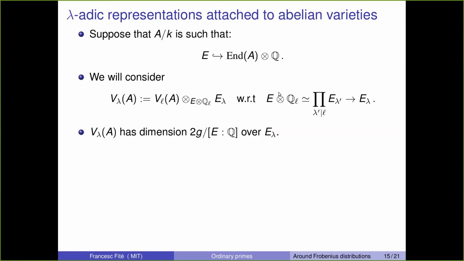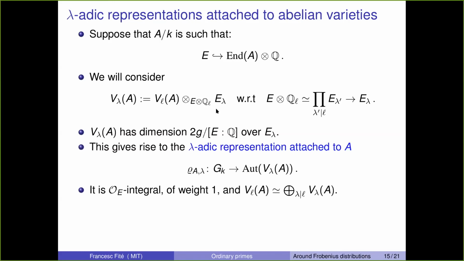And now, in fact, I can endow these spaces V lambda with an action of the absolute Galois group of K by letting it act naturally on V_L and trivially on E lambda. And this gives rise to the elliptic representation attached to A, which I will denote by rho sub lambda. And these representations are integral, have weight 1, and one has a G_K equivariant isomorphism between V_L and the direct sum of the spaces V lambda, where lambda ranges over the primes of E that divide L. You can find all this very well explained in Ken Ribet's thesis.